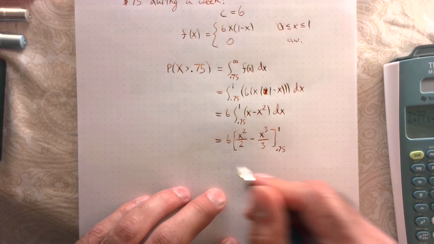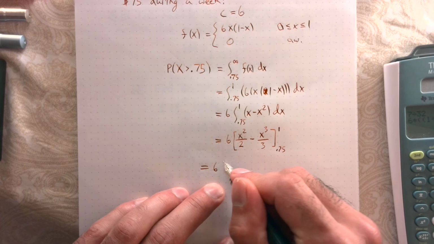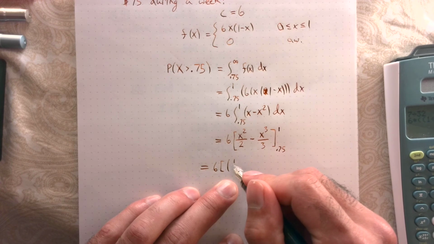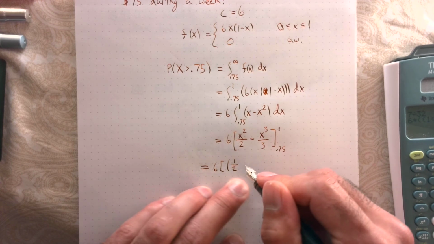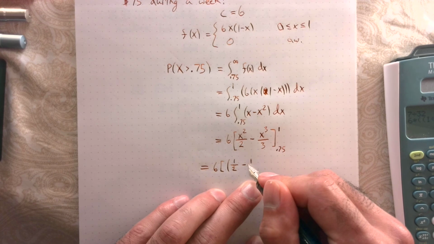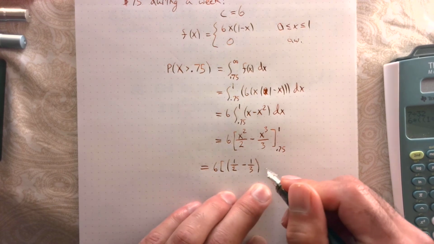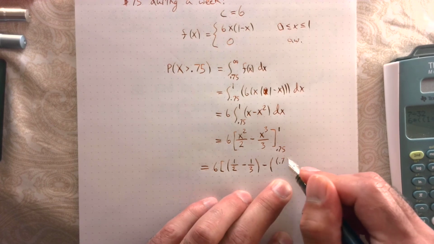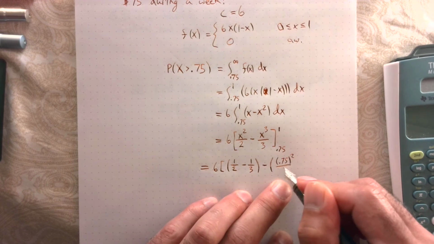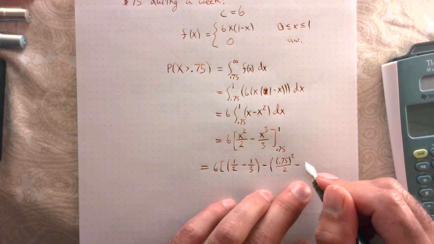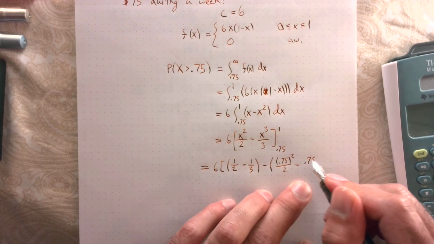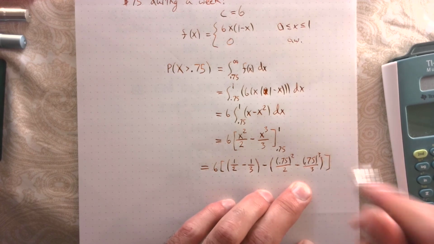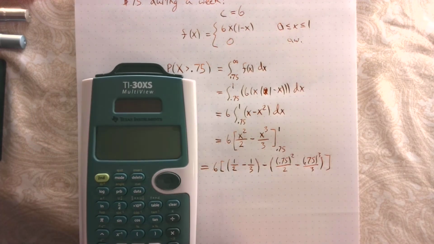So now how do we evaluate this? We plug in the top number, and then we subtract off plugging in the bottom number. So we plug in the top number, we get 1 squared over 2, which is just 1 over 2, minus 1 cubed over 3, which again is 1 over 3, minus plugging in the bottom number. So this is 0.75 squared over 2, minus 0.75 cubed over 3. So we can plug that in.